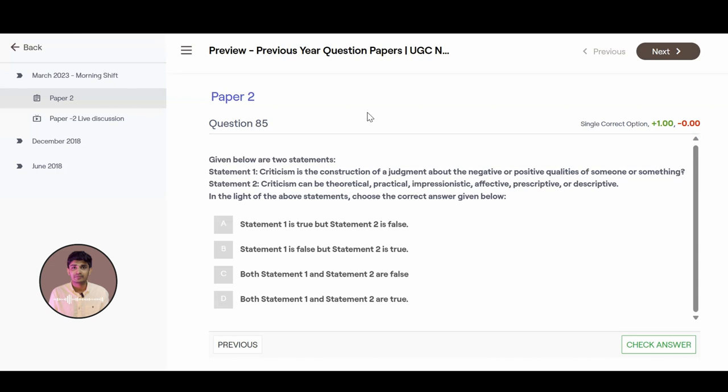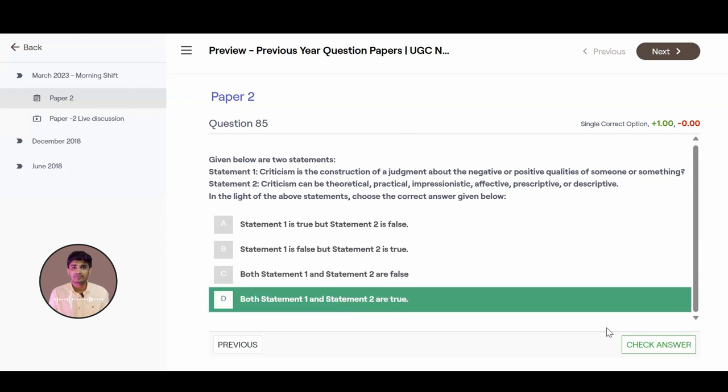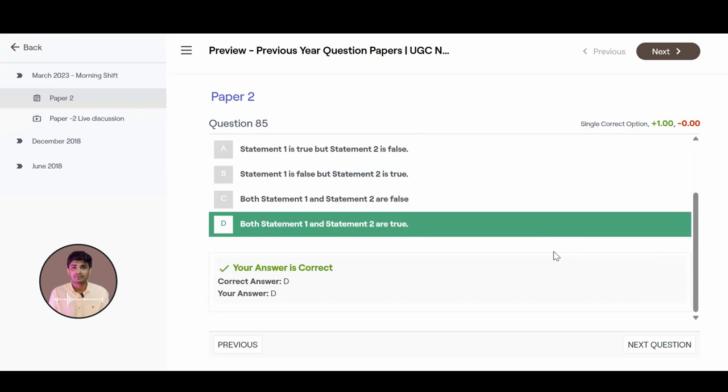Or what if I go for more of a theater perspective? I am of the opinion that Oppenheimer was a good movie because it entertained people. It was huge entertainment for people at the theater. So I can make criticism in any way I want. So statements 1 and 2 are correct. So when you get such questions, IGD, what is that?